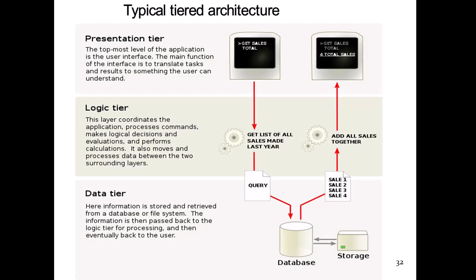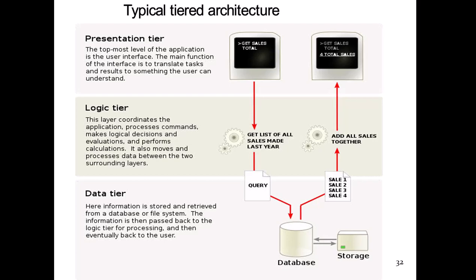And we have the data tier. Here information is stored and retrieved from the database or file system. The information is then passed back to the logic tier for processing, and then eventually back to the user. So this was all about the layer based architecture.